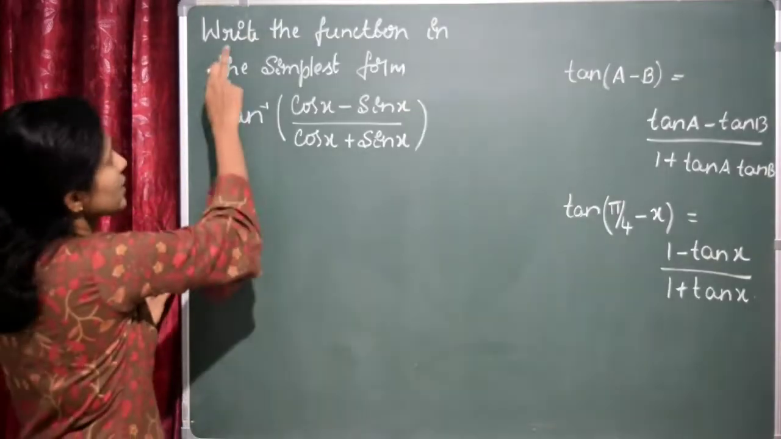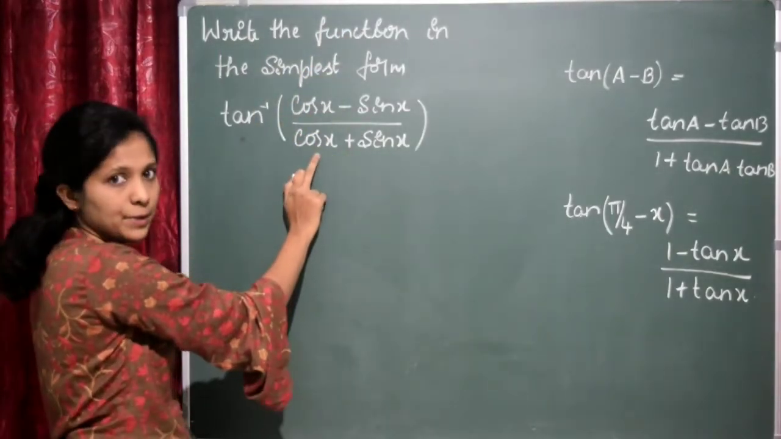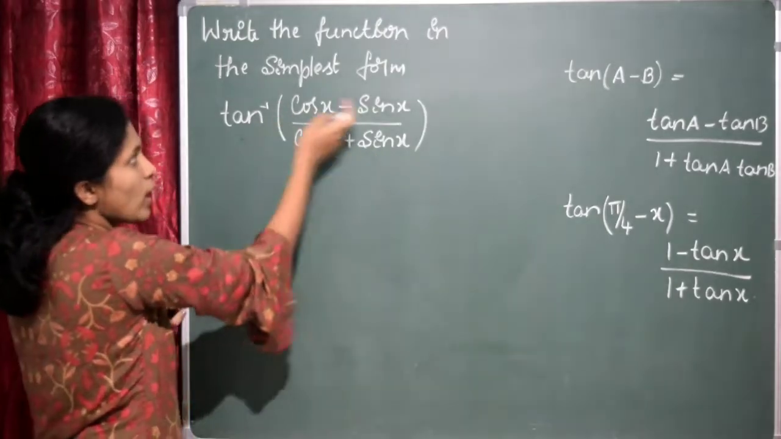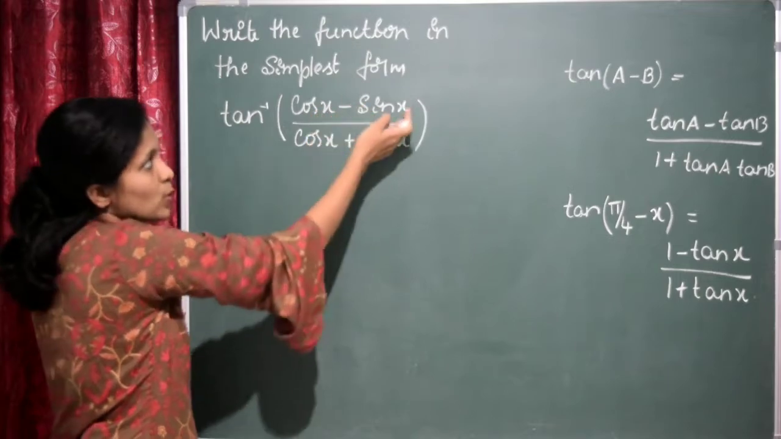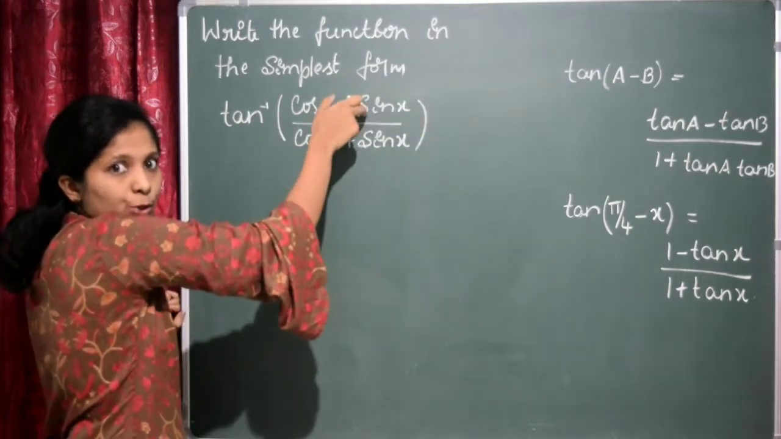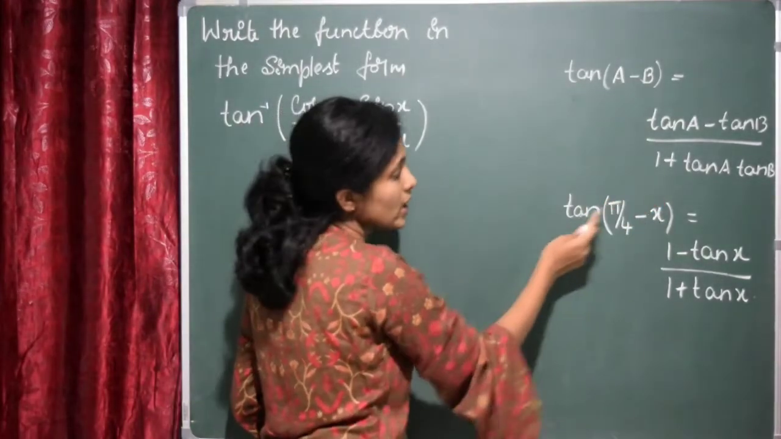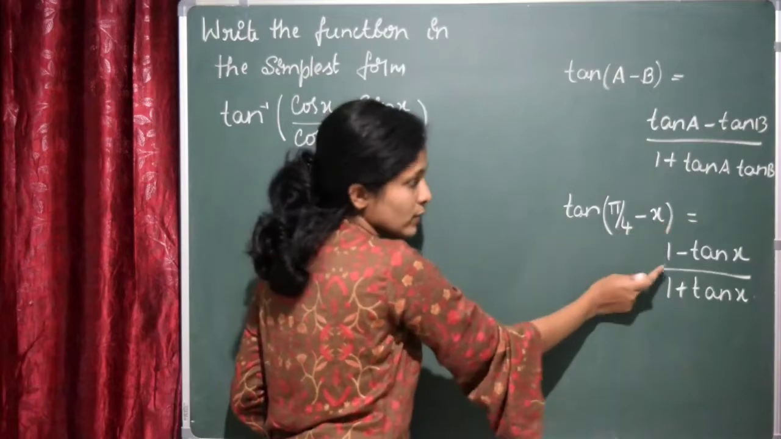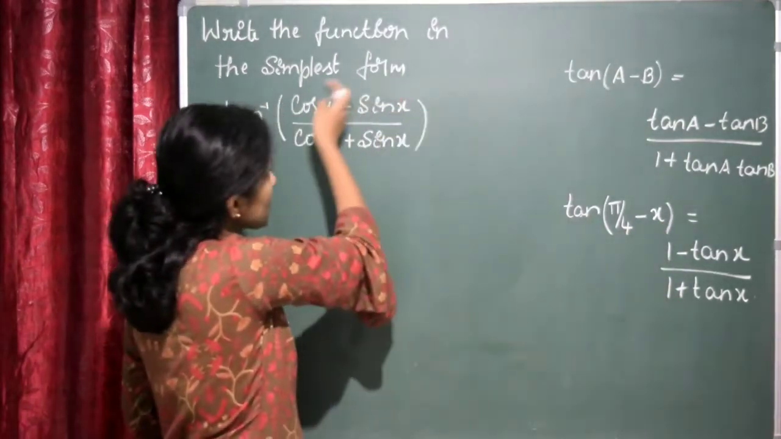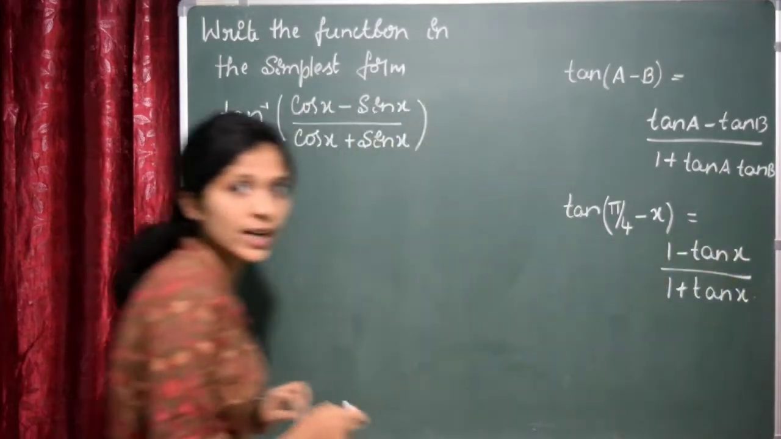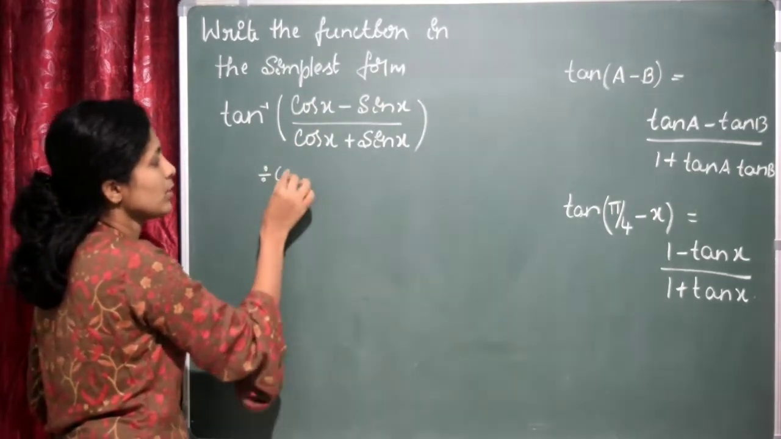The next problem is, write the function in the simplest form: tan inverse of cos x minus sin x divided by cos x plus sin x. So you have to convert this one into the tan form. Yesterday we have solved one problem based on this, right? So what we can do here, you have to convert this one into tan x. Here you know the form, already I have written the formula, tan of a minus b is this one. So tan of pi by 4 minus x will be 1 minus tan x divided by 1 plus tan x. So we have to convert this one into this form. For that you have to divide by cos x. Is it clear? You have to divide the numerator and denominator by cos x.